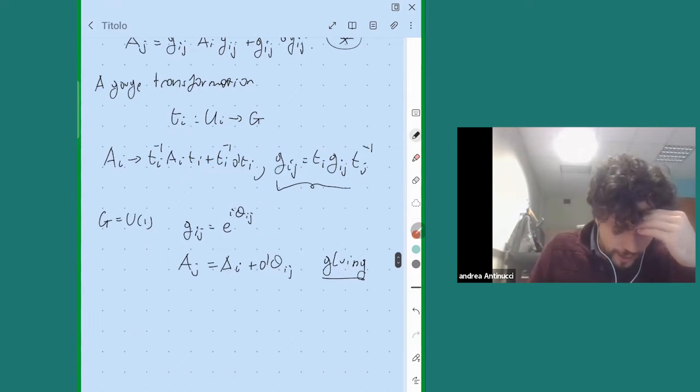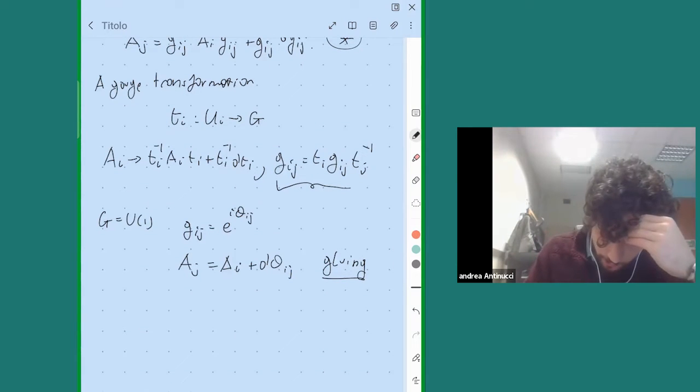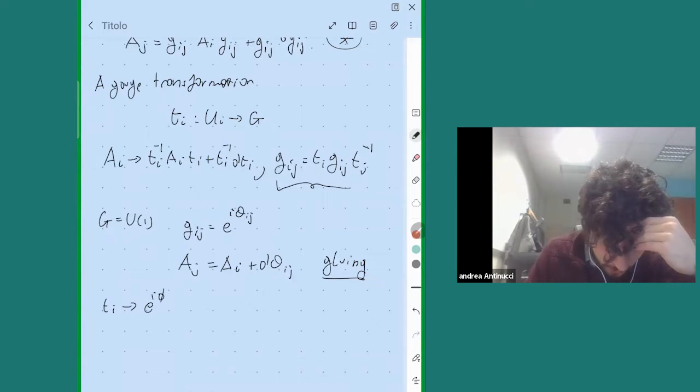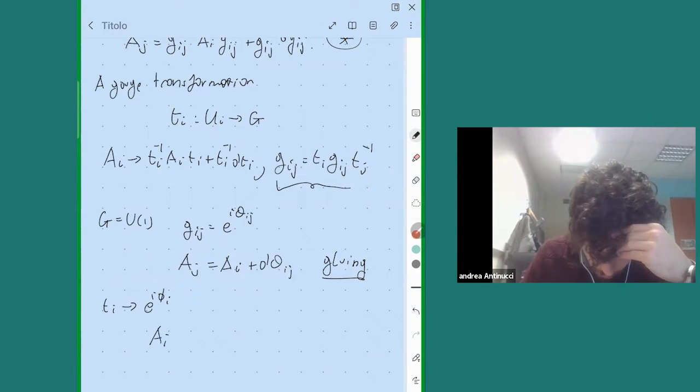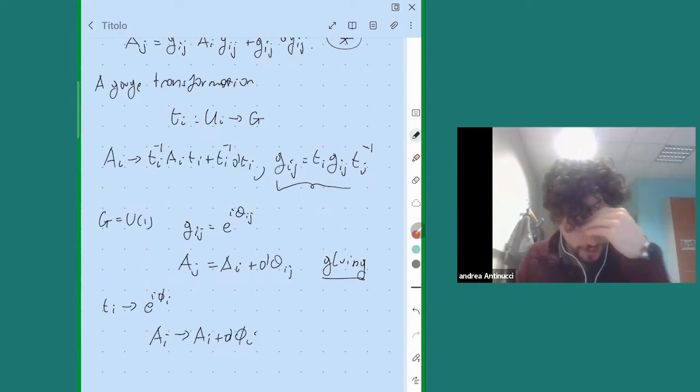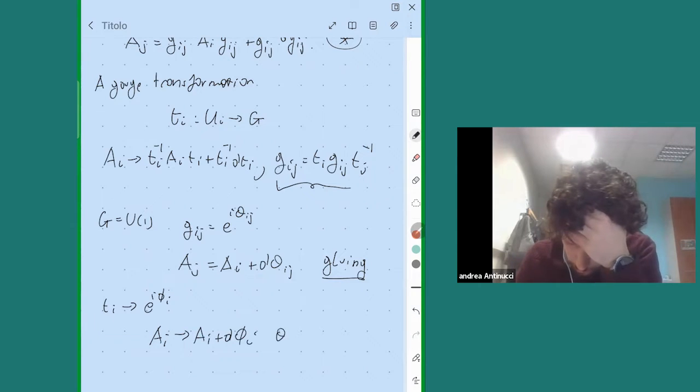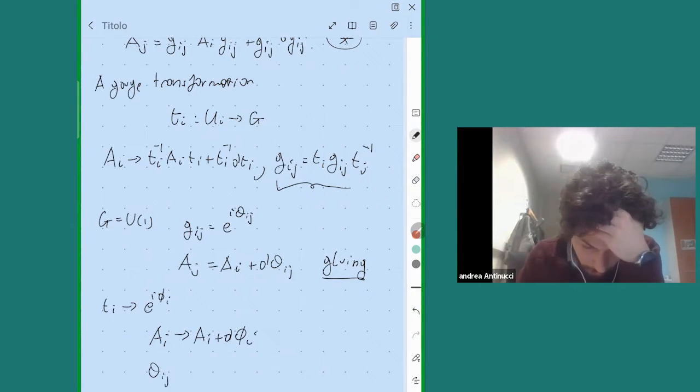Now, a gauge transformation is again very similar. If you specialize it to this case, a gauge transformation will be the standard form that you know in abelian gauge theory, but then we have to act also on the transition functions that are now defined by these phases theta.